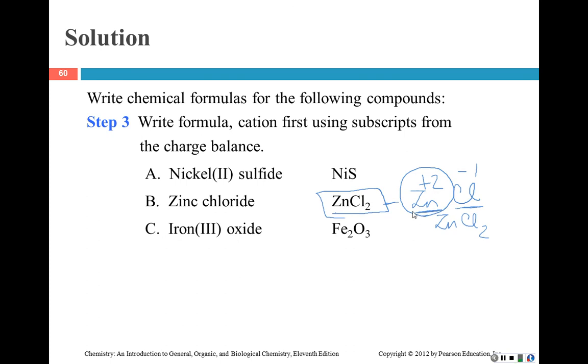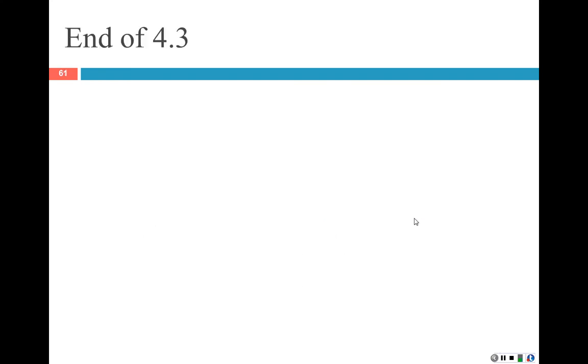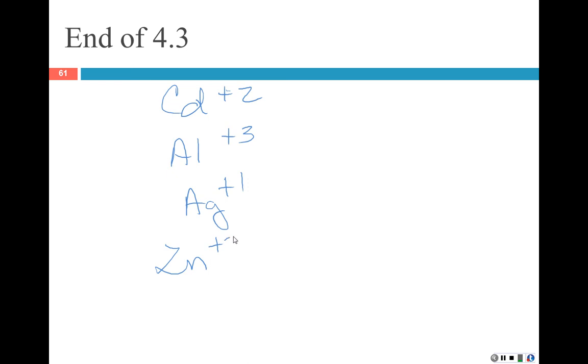All right, you can go back and look and see where I messed up if you want to. You can play that over and over again if it makes you happy. All right, and that's the end of 4.3. All right, cadmium, remember, is the other one that's a +2. Aluminum is a +3. Silver is a +1. Okay, so those are the others in addition to zinc that I forgot was a +2.